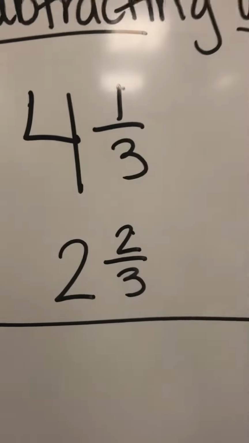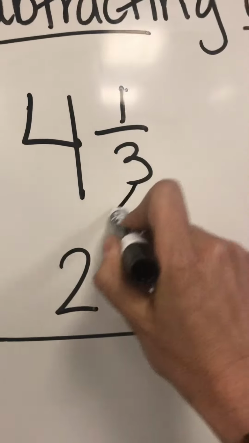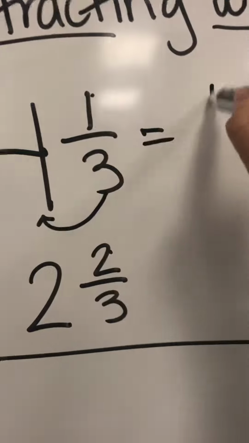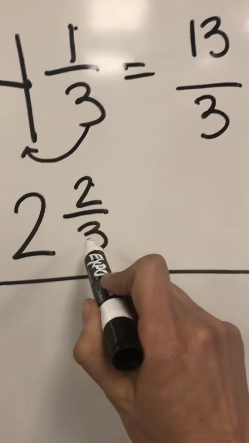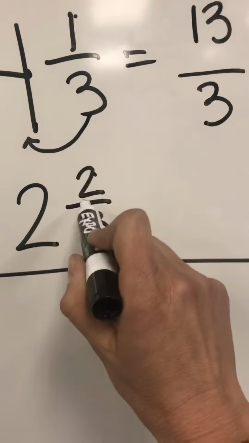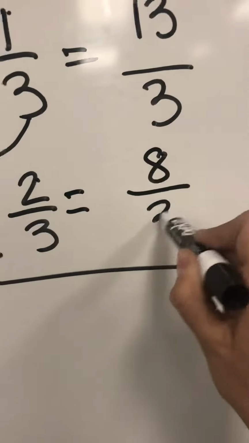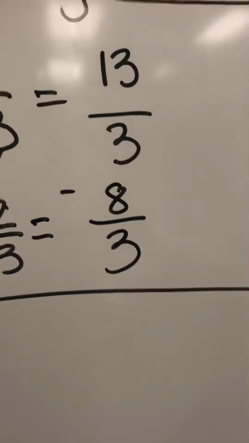So what we do instead is we have to convert these fractions to improper, and the way that we do that is we do 3 times 4 is 12, plus 1 is 13. Our denominator stays the same. We do the same thing with the bottom one. 3 times 2 is 6, plus 2 is 8. Our denominator stays the same. These are now improper fractions. They're also fractions that we can subtract.